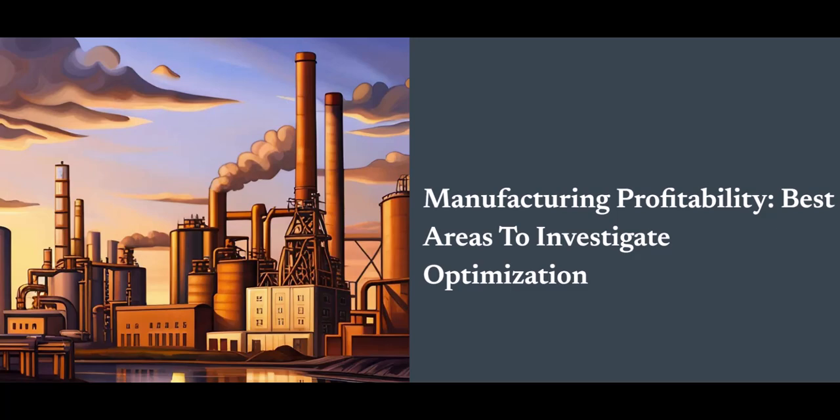In conclusion, investigating areas of manufacturing profitability for optimization is essential for the long-term success of any business. By understanding where money is being lost in the manufacturing process, companies can make the necessary changes to improve their bottom line. Focusing on quality control, production planning, and inventory management can lead to significant gains in profitability.